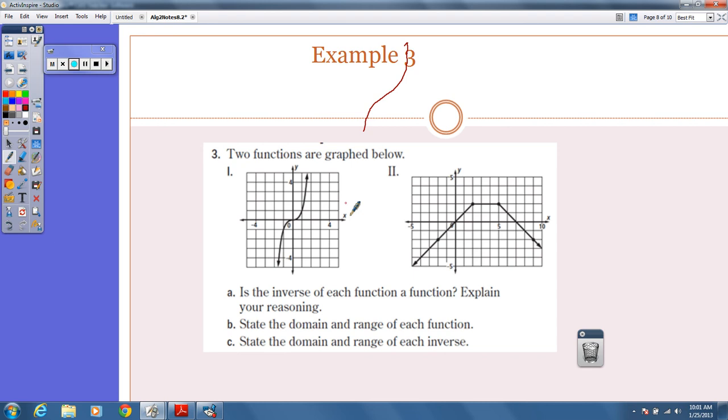So is the inverse of this a function? Yes, the inverse is a function, and the original is a function. It passes that horizontal line test for the inverse check. This one, the relation is a function, but its inverse is not because of that location right there. So the inverse is not a function.